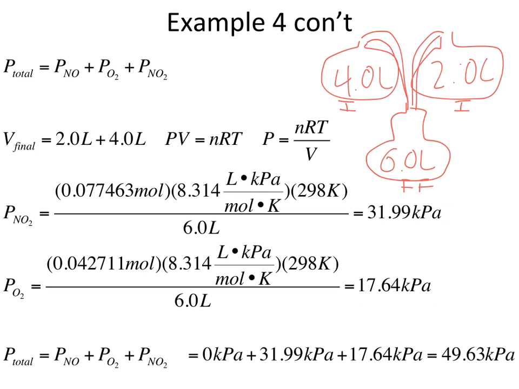So to figure out our final pressure, again, this is our limiting reagent. 0 moles are left over, so that means zero pressure is produced, plus our pressure of NO2, plus our pressure of oxygen, and we get a final count here. We have 49.63 kPa final pressure.